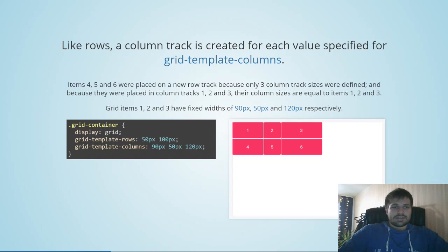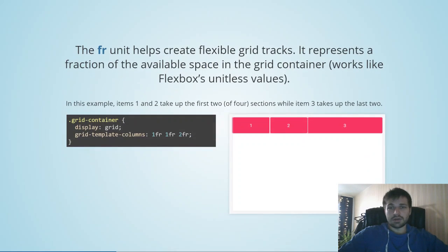In this example, we have grid-template-rows 50 pixels and 100 pixels, and grid-template-columns 90 pixels, 50 pixels, and 120 pixels. So grid items 1, 4, and 3 have fixed widths of 90 pixels, 50 pixels, and 120 pixels respectively. But you're noticing these are fixed width values, and so we're talking about the responsive web, well, grid also has this.